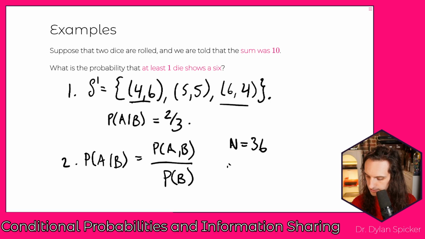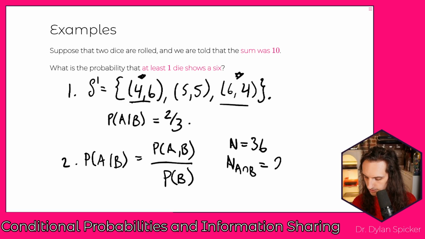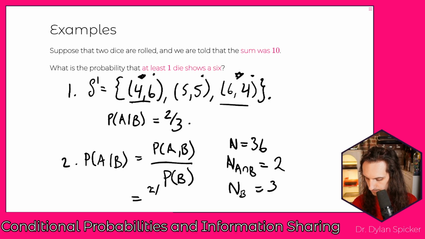Okay, how many ways can we have A and B both happen? So at least one 6 is shown, and the sum is 10. Well, the only two ways to do that are to get a 4 and a 6 or a 6 and a 4, right, which we have drawn up here. So that's going to be a 2. Alternatively, how many ways can B happen by itself, right? So how many ways does B happen? Well, you need to roll a sum of 10, and we see that there are 1, 2, 3 possible ways that B can happen. And so then the other option that we have here is to note that this is going to be 2 out of 36 divided by 3 out of 36, which is 2 out of 3.